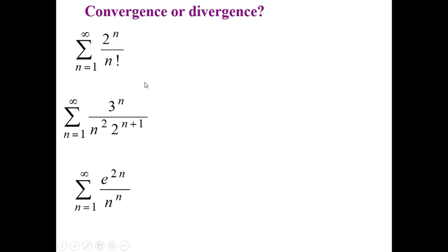If the limit is less than 1, then that means it's convergent. If the limit is greater than 1, then it'll be divergent. If it equals 1, then it'll be inconclusive. Okay, so for this one you can apply e to the power of 2n plus 1, and then n plus 1 to the power of n plus 1.